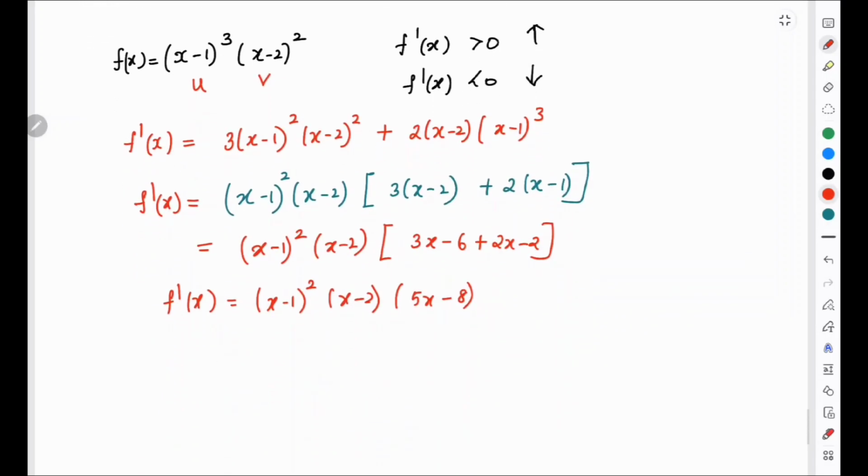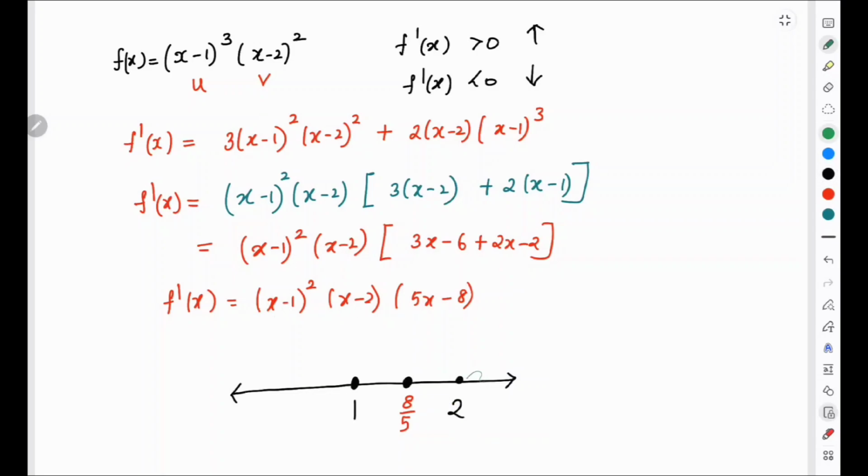Now we will draw the number line to figure out where the given function is increasing and decreasing. So first we have the critical points as 1, 2 and 8 by 5. 8 by 5 is approximately more than 1, so we mark 8 by 5 here, and here we will mark 2. 8 by 5 is more than 1 and less than 2, right?